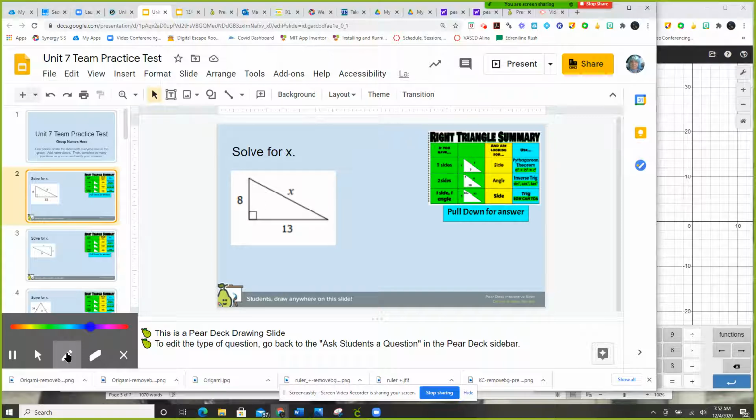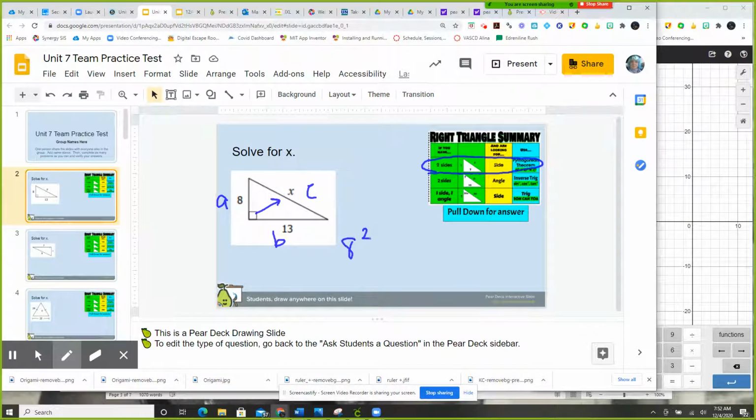So I have two sides and I want a side, so I'm going to use Pythagorean theorem. So I've got a squared and b squared and c squared. This c is always the hypotenuse, it's always the longest side. So in your calculator, 8 squared plus 13 squared equals c squared.